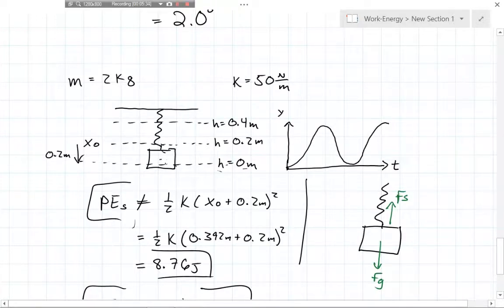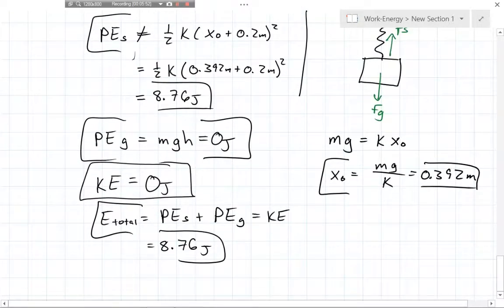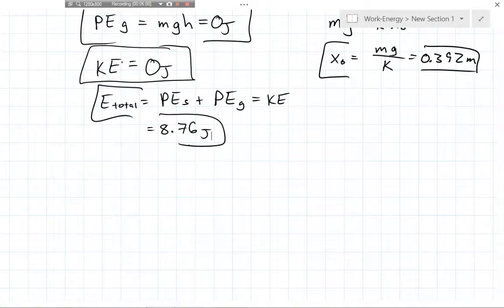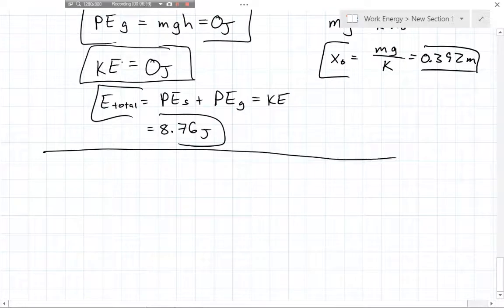Now the idea behind this is that because the only two forces exerted on the mass are the gravitational force and the spring force, we know that energy will be conserved, because both of these two forces are conservative. So when the mass returns back to its equilibrium position, if we calculate the potential energy stored in the spring, the gravitational potential energy, and kinetic energy at that point, and add all of those three things together, we should still get 8.76 joules. So that's what I want to see, whether or not, when we add all these together, we still get 8.76 joules. So let's go ahead and look at this.